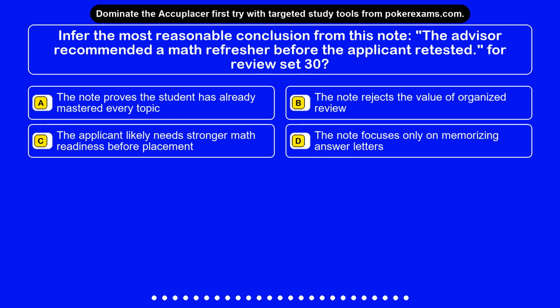Question 14. Infer the most reasonable conclusion from this note. The advisor recommended a math refresher before the applicant retested. For review set 30. Option A. The note proves the student has already mastered every topic. Option B. The note rejects the value of organized review. Option C. The applicant likely needs stronger math readiness before placement. Option D. The note focuses only on memorizing answer letters.